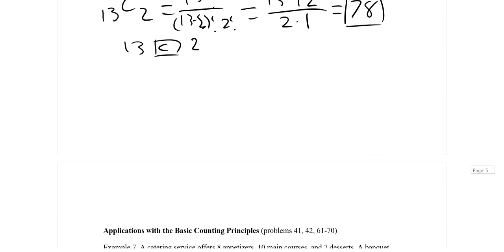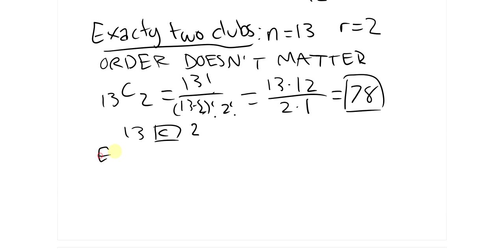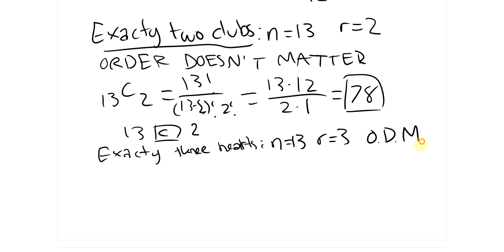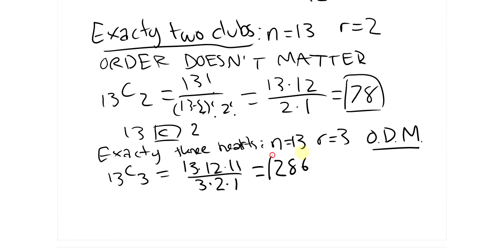And then we have our exactly 3 hearts, and again order doesn't matter. So 13 cards in each suit. This time we're choosing 3. Order doesn't matter again, so it's combinations. 13C3. That'll be 13 times 12 times 11 divided by 3 times 2 times 1, and that gives us 286. And on the calculator, 13, then your button for combinations, 3.